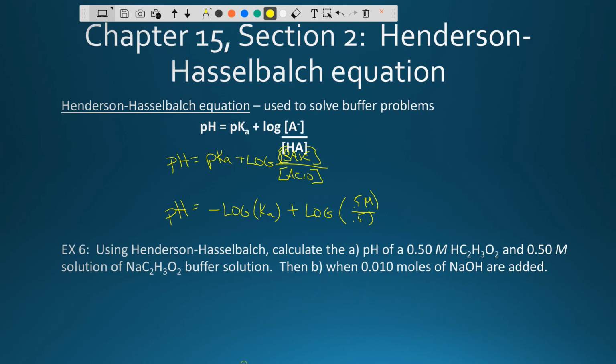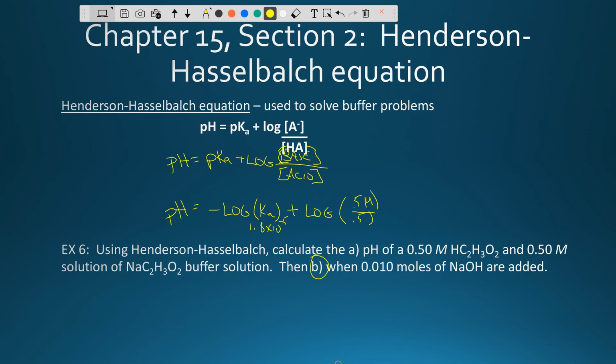Okay, so that's pretty straightforward. We're just going to be absorbing those things in there. So if I do that, this was a 1.8 times 10 to the negative 5. All right, so that's all I'm going to be doing. Now, I want to more address this second part, because we're adding in 0.01 moles to this. So remember what that does. That's going to eat up some of those hydrogens.